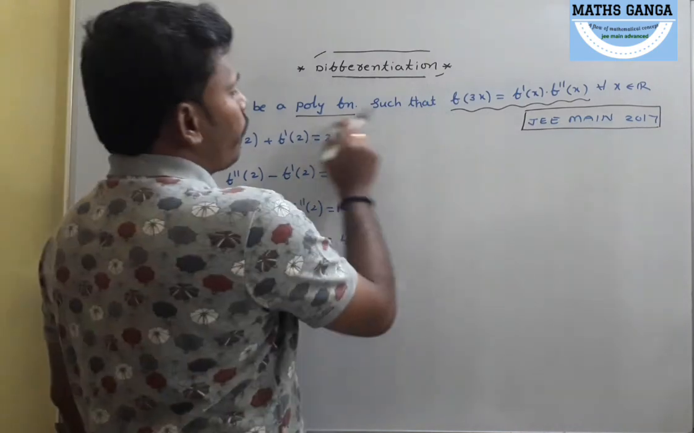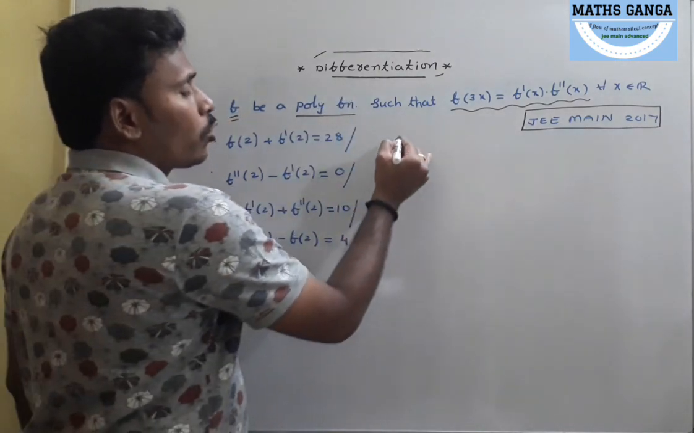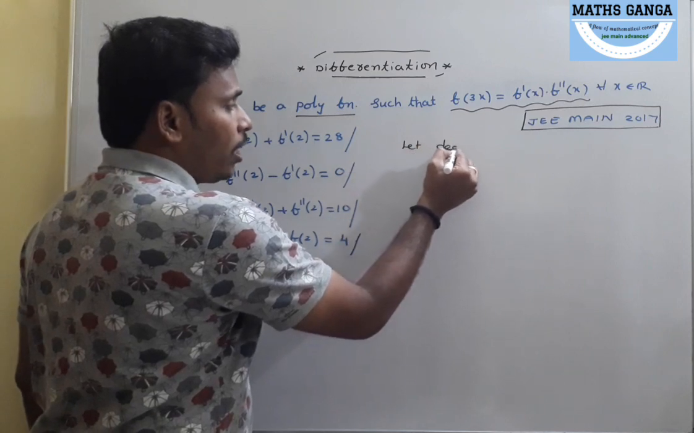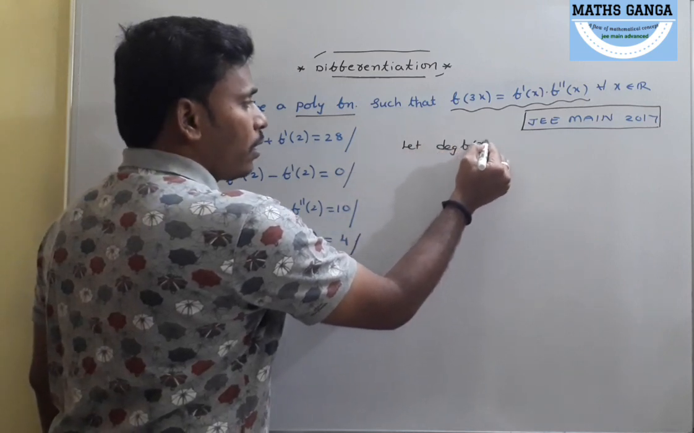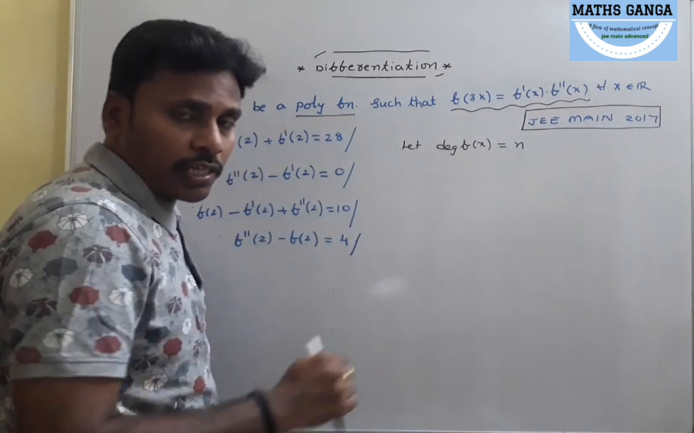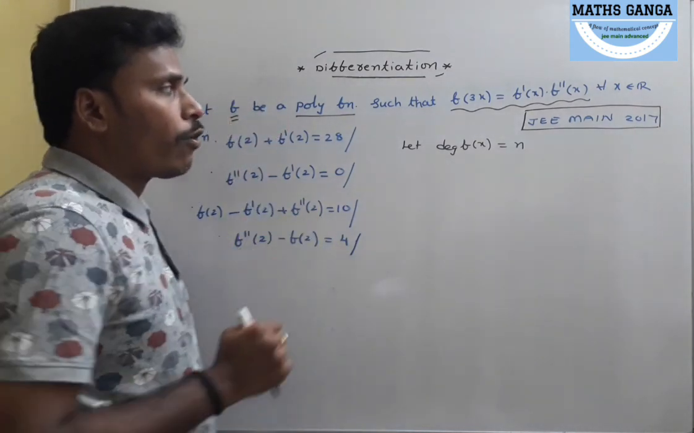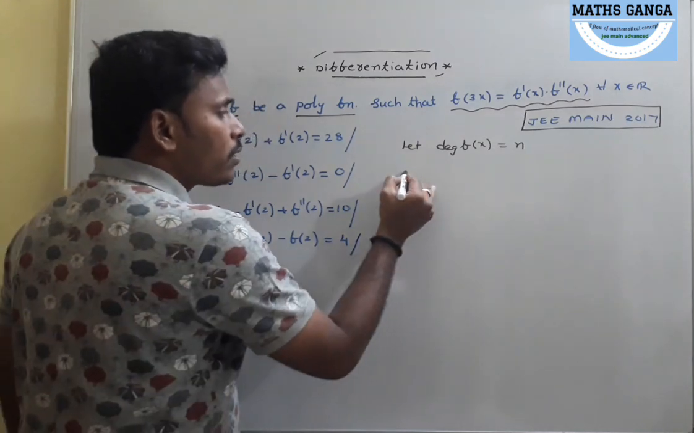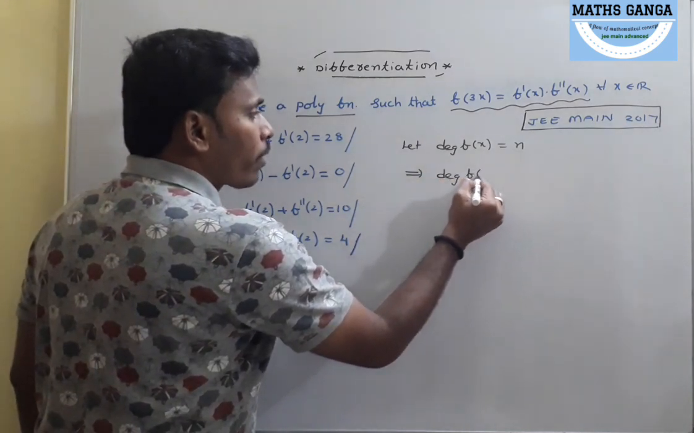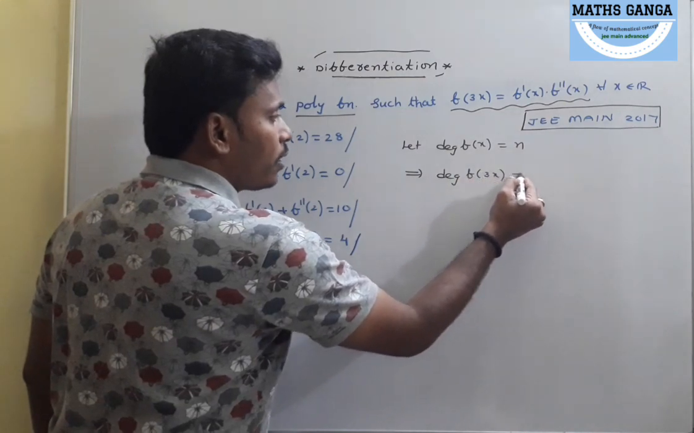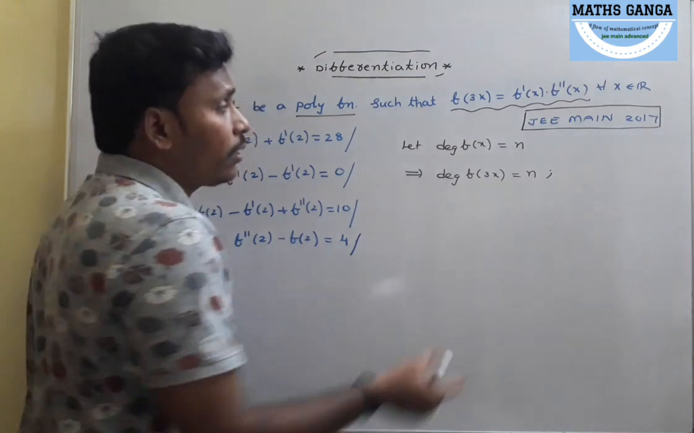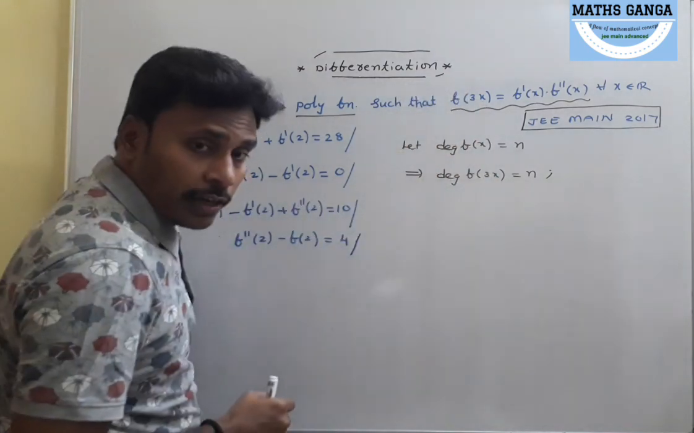Okay, f is a polynomial function. So since f is a polynomial function, you just let the degree of f of x be n. Since it is a polynomial, it must have a certain degree. Let the degree of f of x be n. Since the degree of f of x is n, the degree of f of 3x is again n.